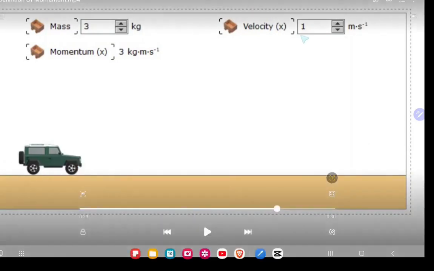Now, decreasing the velocity to 1 here, and the mass is equal to 3, the linear momentum equal to 3 kilogram meter per second. As we can see here, linear momentum is directly related with the mass and velocity. Changing the velocity will be directly correlated with changing the linear momentum, and modifying the mass will also modify the linear momentum.